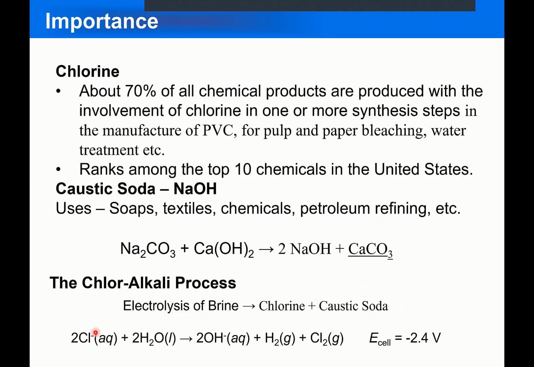And this is the overall reaction. It's an oxidation of chloride ions in the solution into chlorine gas and a reduction of water to hydrogen and hydroxide in solution. And that typically occurs at a potential of negative 2.4 volts.